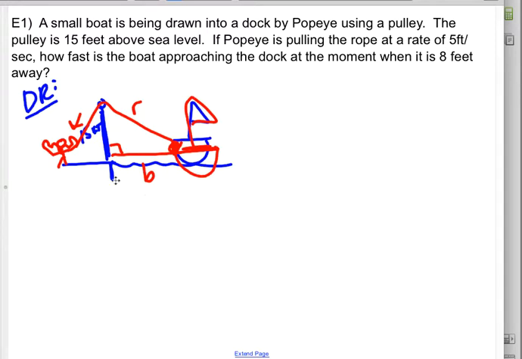He's pulling the rope this way, right? And when he pulls the rope, what ends up happening is that B is also going to change. The boat's going to move in this way. So we know that he's pulling the rope, dr/dt, at a rate of 5 feet per second.